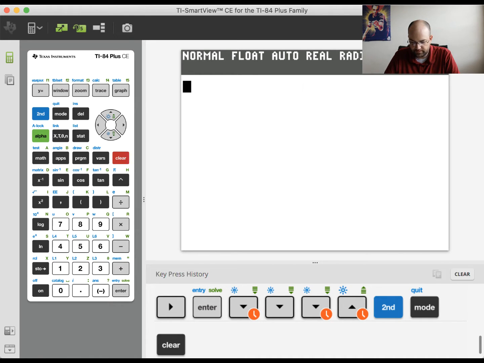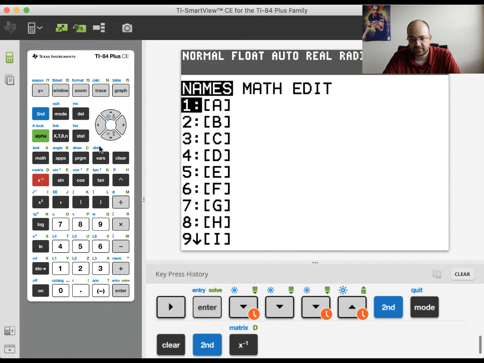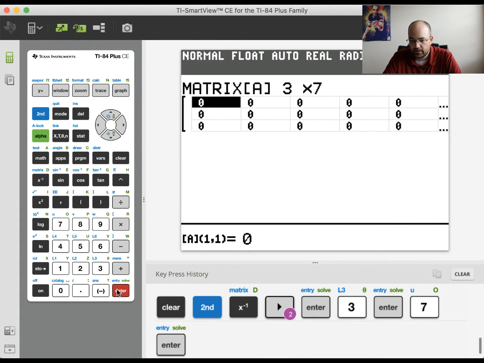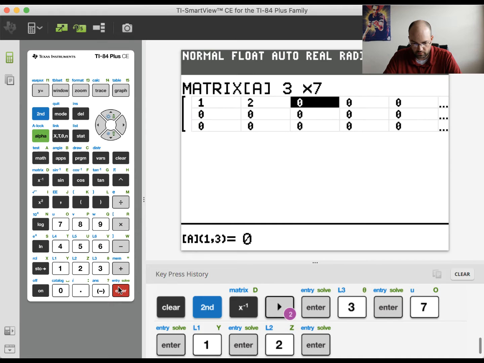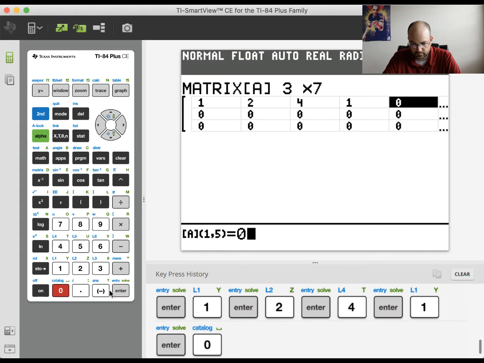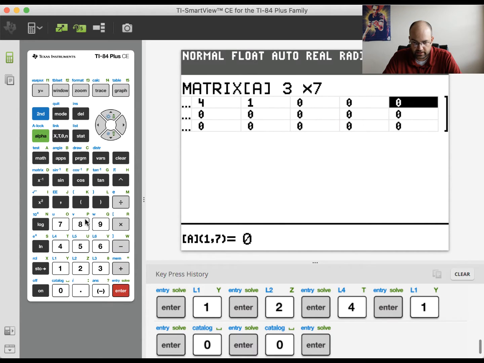Hello, welcome back. We are at the calculator, so let's go ahead and type this in. Go ahead and go to second matrix. Go right to edit and edit this. This is a 3 by 7 here. So 3, enter, 7, enter. And then let's just type in these numbers. 1, 2, 4, 1, 0, 0, 8.